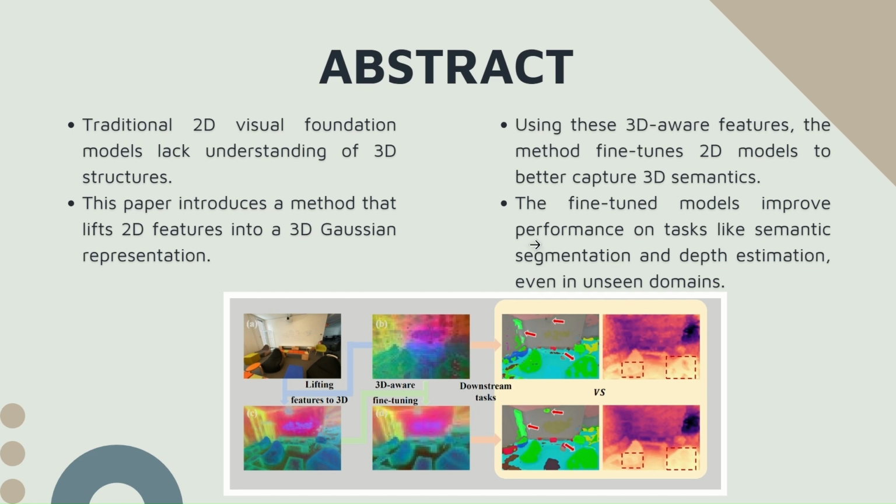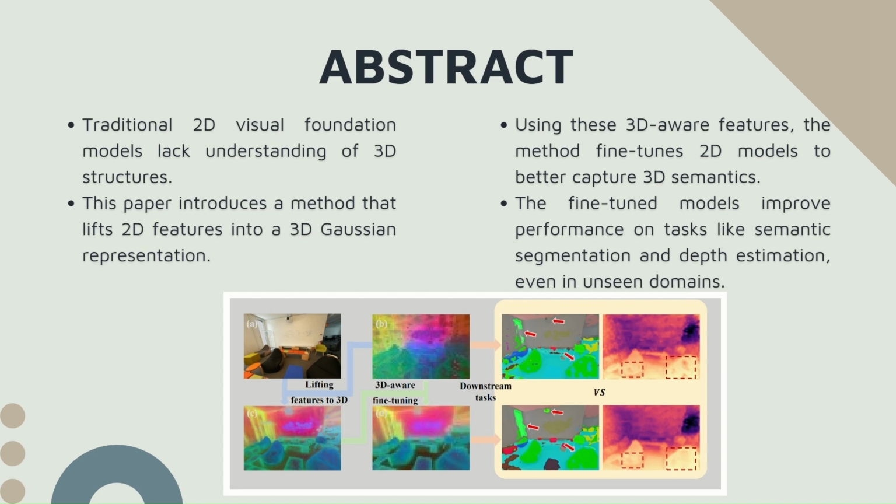The problem with the 2D foundation models: most models are trained on static 2D images and lack any sense of real world geometry. This limits their understanding, especially when trying to generalize to a new environment or complex scenes. This paper tackles this head on by introducing 3D aware fine tuning. Lifting 2D features into a 3D Gaussian representation is the first key step.